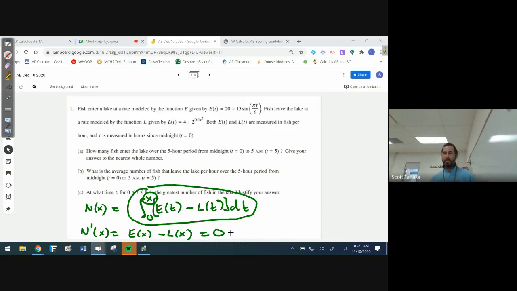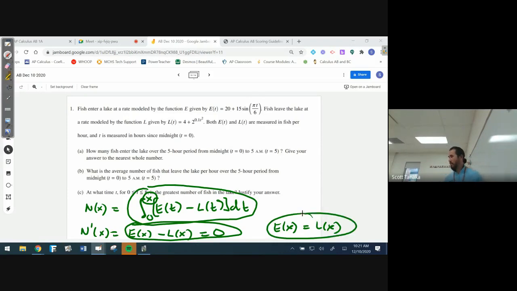Now, if we go back to optimization problems, when we took the derivative, we wanted to know when it was 0. Right? Well, this right here would be 0 whenever E of x equals L of x. Give me a thumbs up. That makes sense, right, everyone? Well, when does E of x equal L of x?